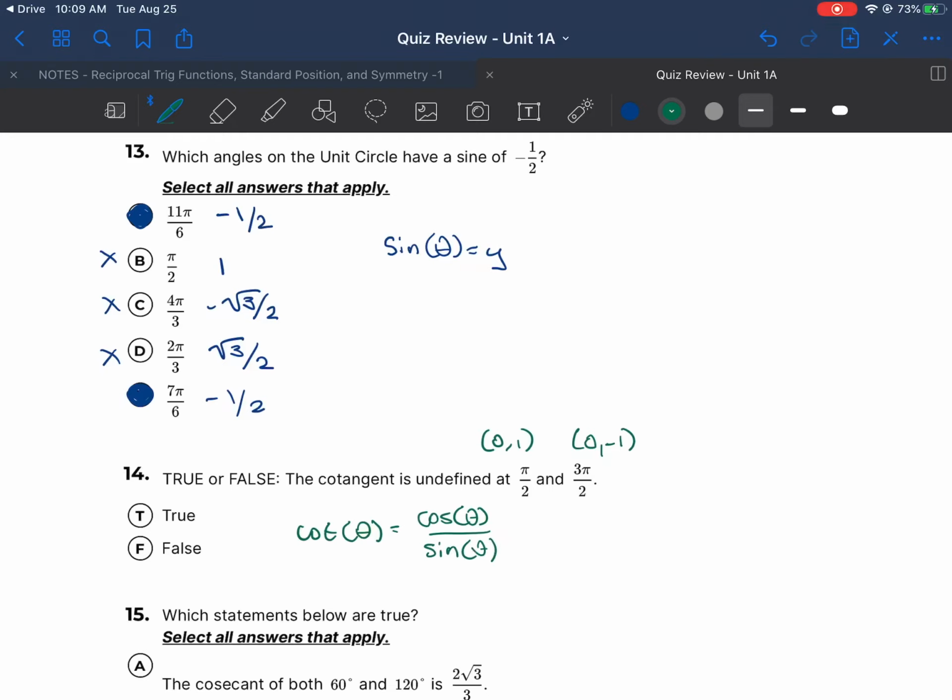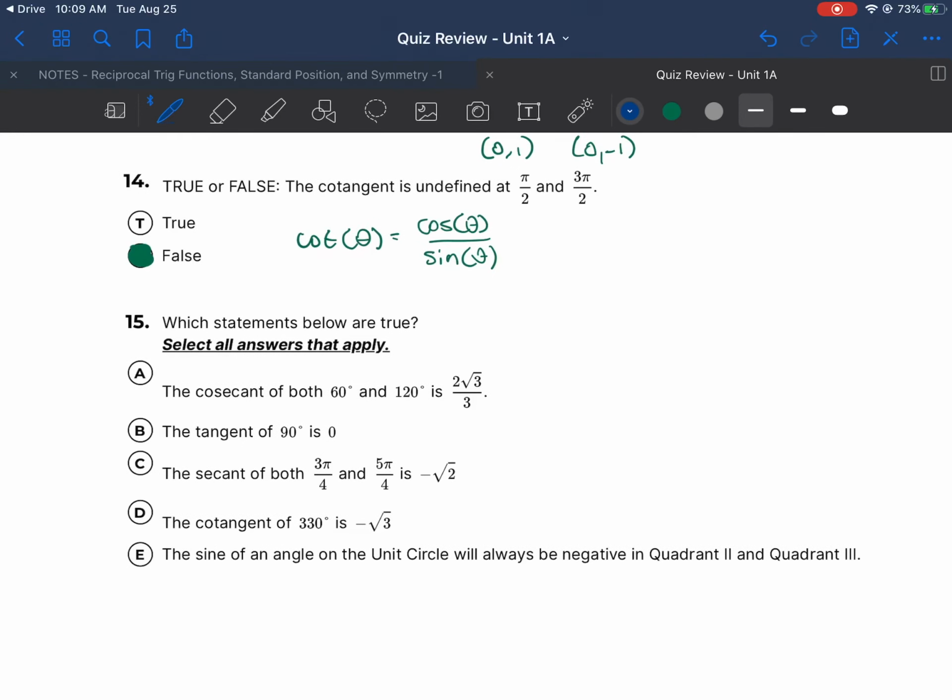Well, in the case of pi over 2, 0 divided by 1, that'd be cosine divided by sine, is 0, and the same thing holds true for 3 pi over 2. 0 divided by negative 1 is also 0. So 0 is not undefined. Undefined means you are dividing by 0. So this is actually false. It actually turns out at pi over 2 and 3 pi over 2 that the tangent is what is undefined at each of those angles.